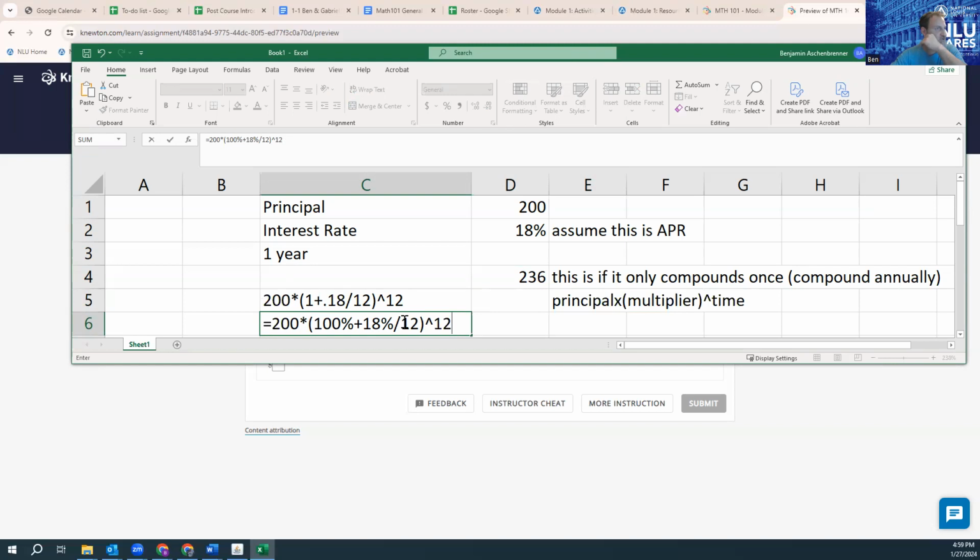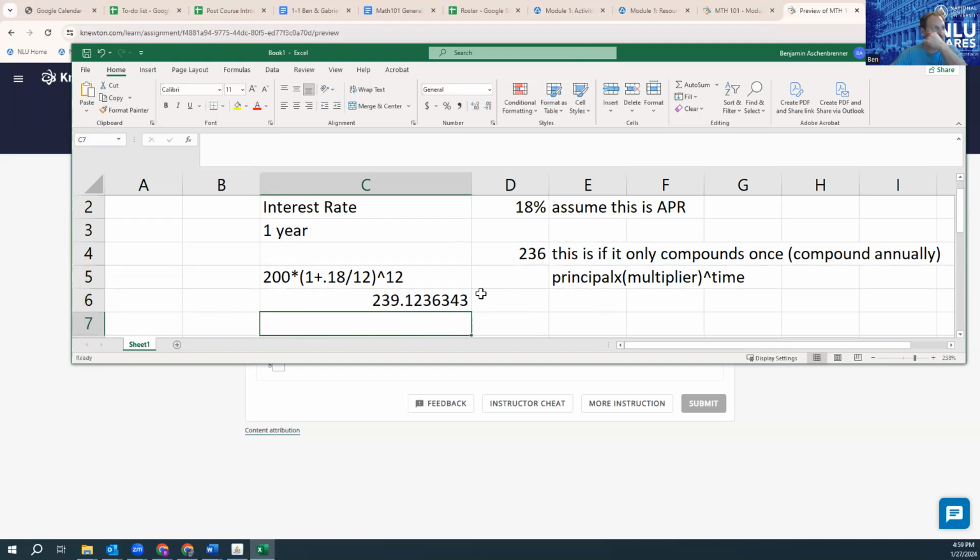All right, let me press enter so you can see the difference. So it's not that big of a difference, but you can see if this was compounding once, this is compounding 12 times. And that is kind of the point. This is $3.12 more. The principal wasn't very much, so the loan wasn't that big of a deal. But the bank is earning more money if they compound it monthly, and that's what they want to do.